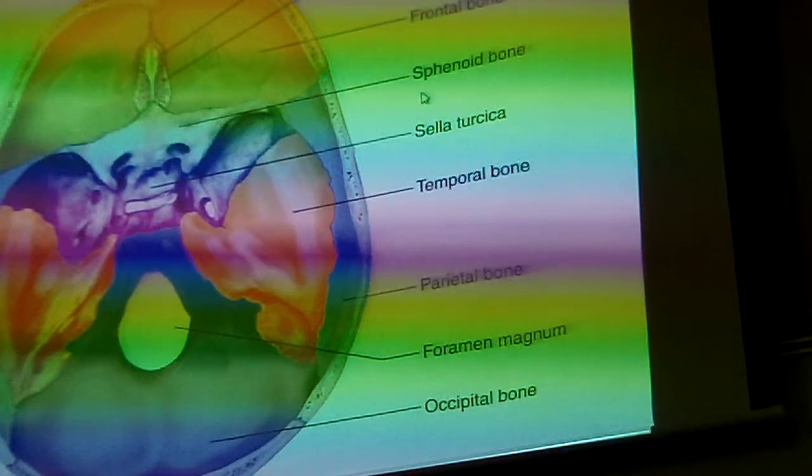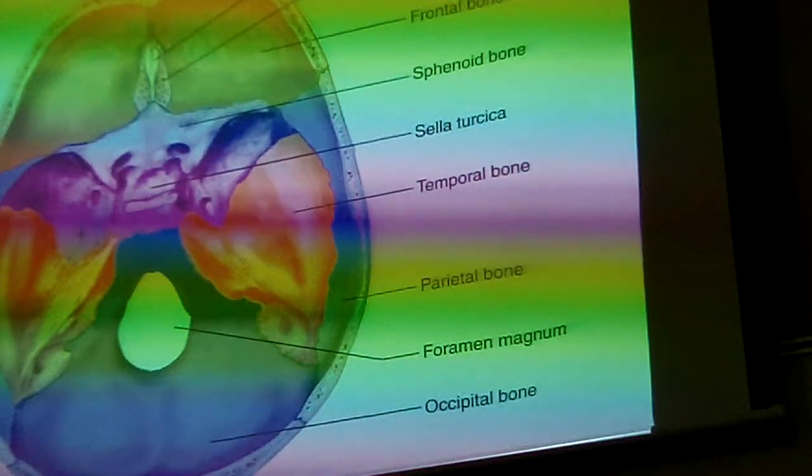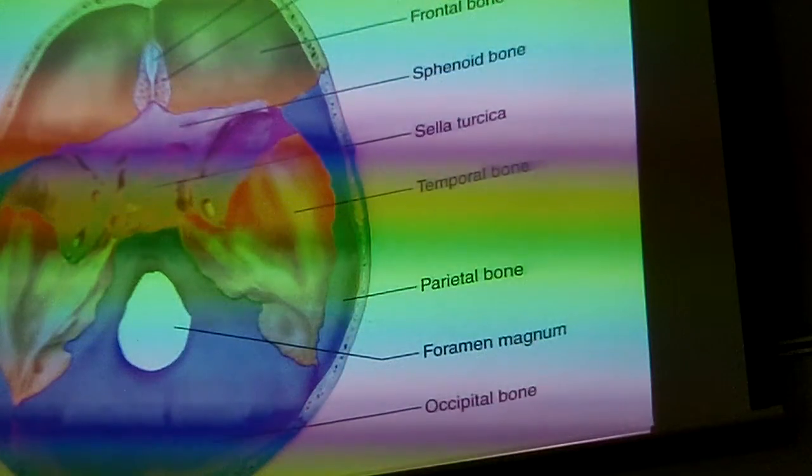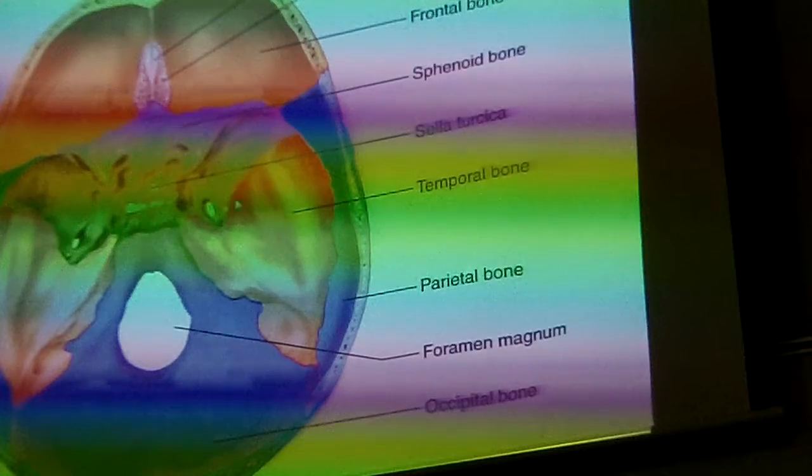I don't know how you can remember that. Sphenoid bone butterfly. I don't know. There's sphenoid bone Batman. I don't know. Spring? They're in the spring.